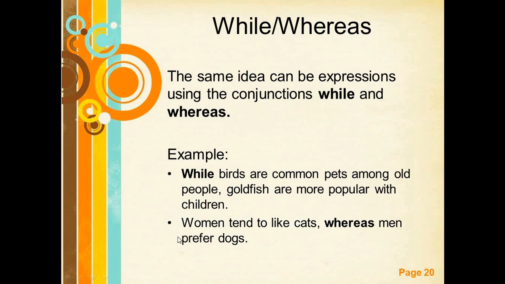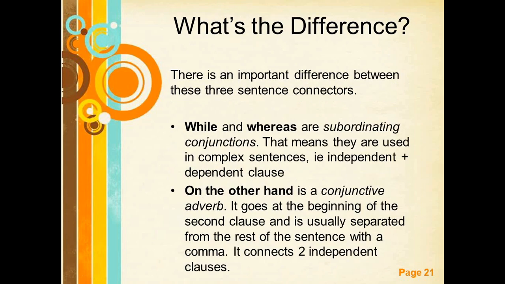In the second example, women tend to like cats, whereas men prefer dogs. But we could equally say women tend to like cats, while men prefer dogs. So what's the difference? While and whereas are subordinating conjunctions. We're going to use them in complex sentences that feature one independent and one dependent clause.